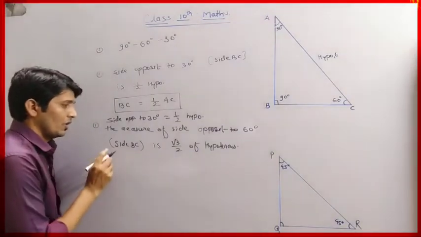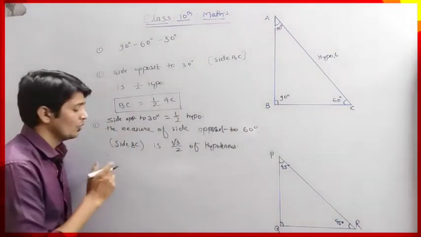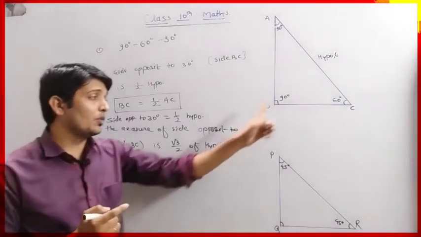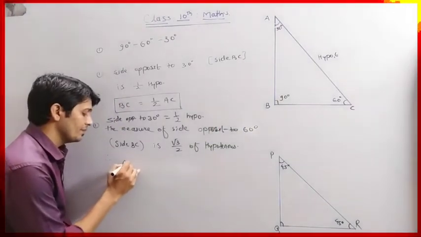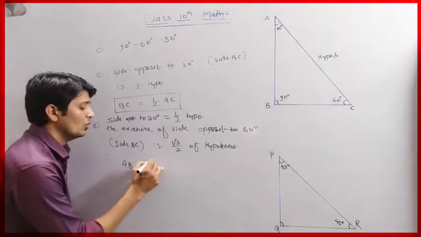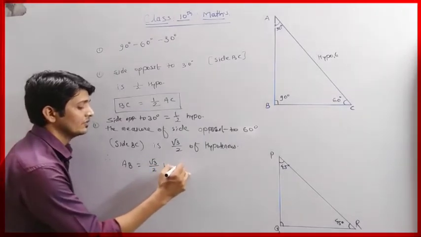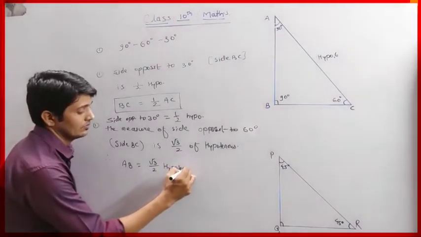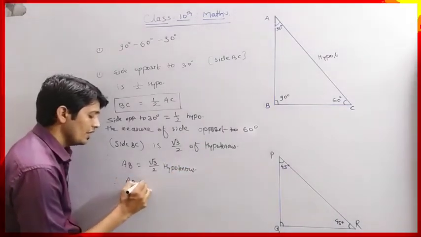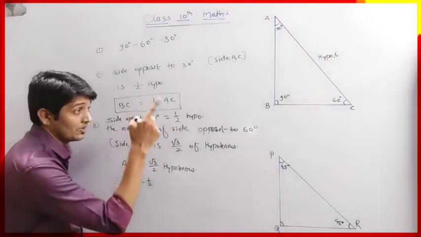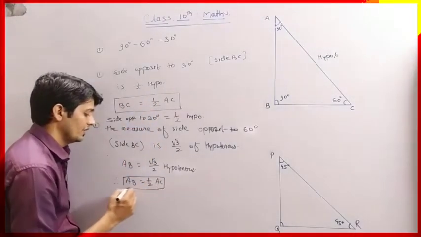Therefore, we have to write this statement in formula form. So the side opposite to 60 degree, that is AB. So the measure of AB equals root 3 by 2 of the hypotenuse. Therefore, AB equals root 3 by 2 of the hypotenuse, which is AC. So we have to write AC.